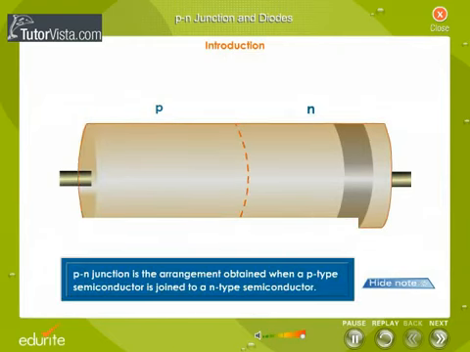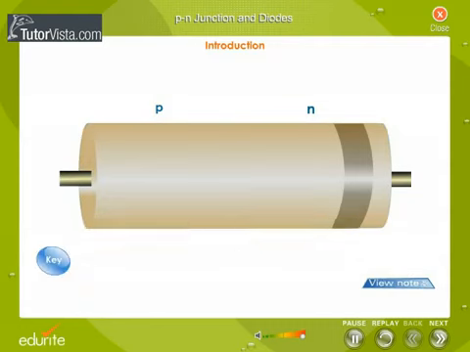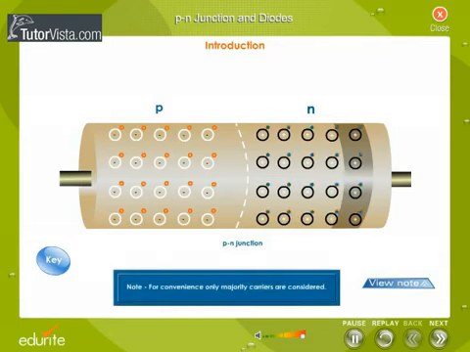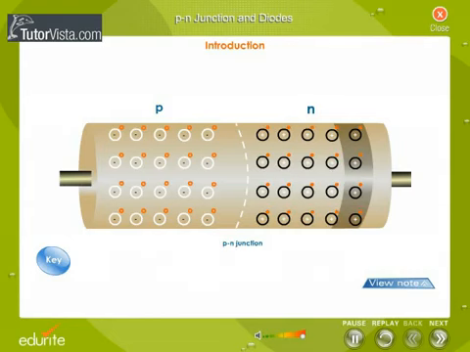PN junction is the arrangement obtained when a P-type semiconductor is joined to an N-type semiconductor. Displayed here is a PN junction. Immediately after it is formed, the P region contains holes which are mobile and negatively charged impurity ions, which are immobile, and the N region contains positively charged impurity ions, which are immobile and mobile electrons. Many electronic devices use PN junctions.